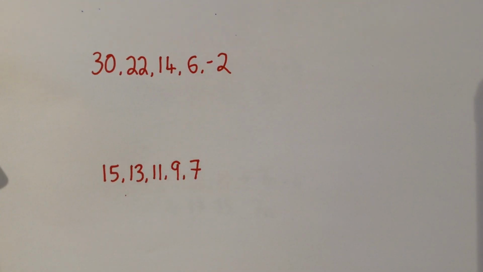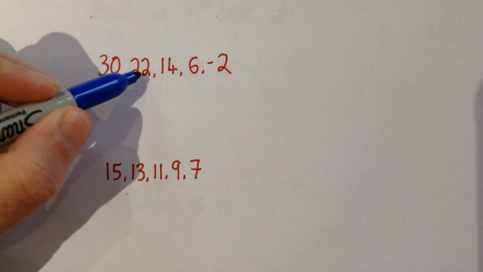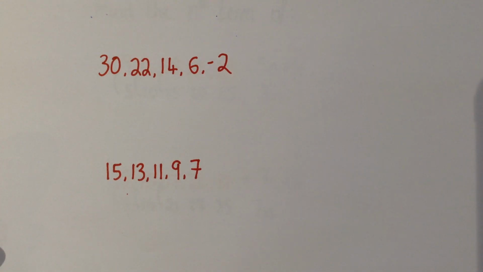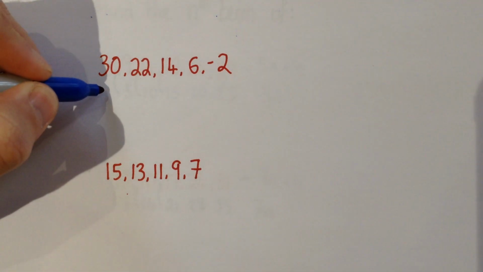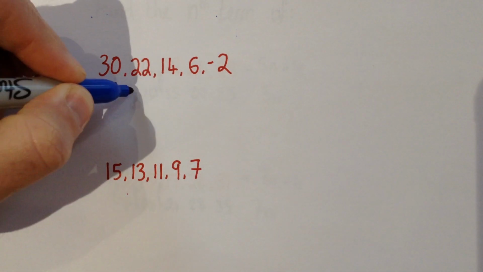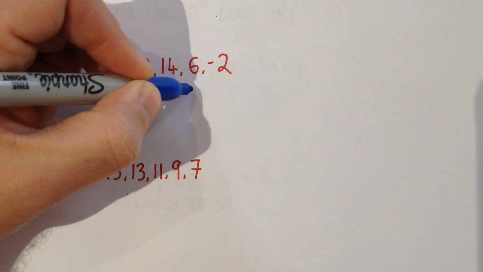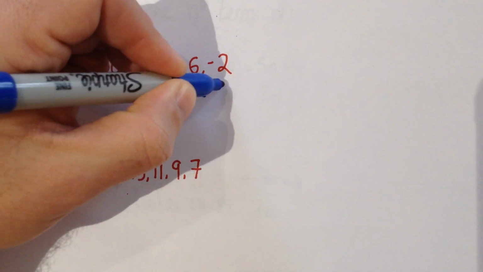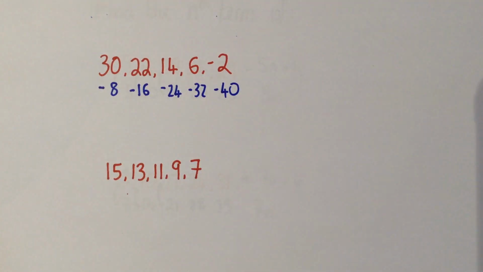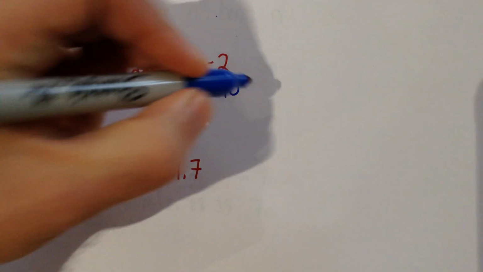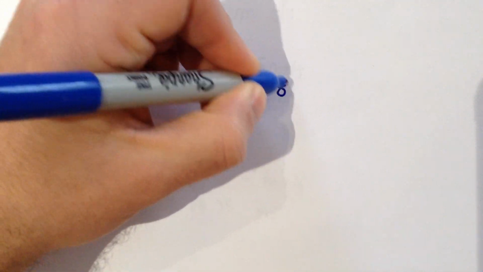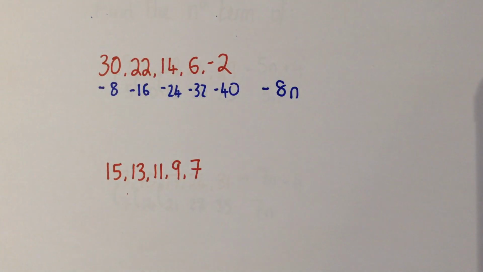In the next example, you can see that the numbers are actually decreasing this time. In fact, they're going down by 8 each time. Therefore, underneath, we write the minus 8 times table. It's basically the 8 times table with a minus in front. Because this is the minus 8 times table, it is known as minus 8n.